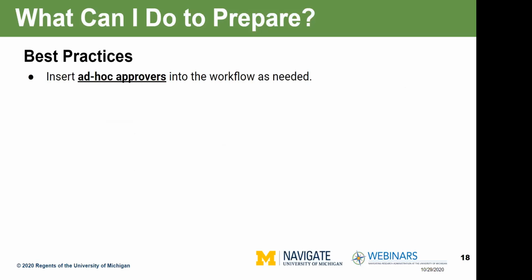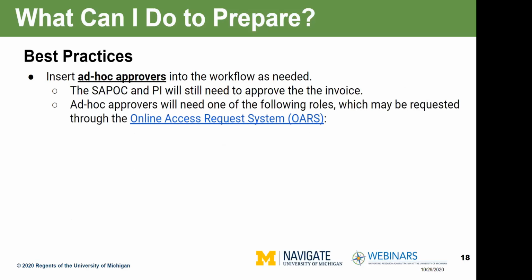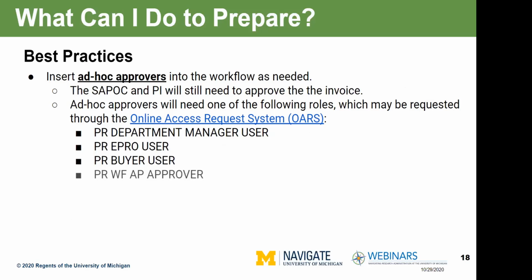We talked about adding ad hoc or additional approvers into the workflow as needed, but bear in mind that the SAPOC and the PI will still need to approve the invoice. The ad hoc approvers will need one of the following roles that's listed below. And again, most individuals may have this role, especially if they're in Pathways, but if not, those roles may be requested through ORS, the online access request system.